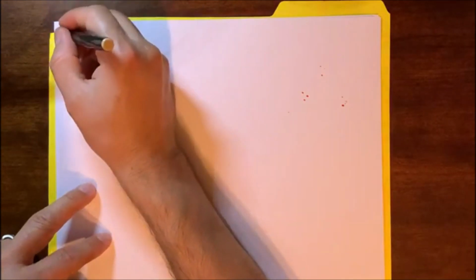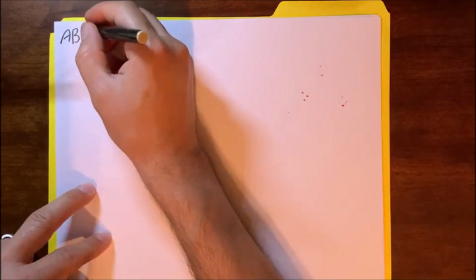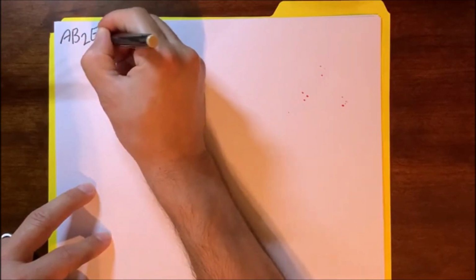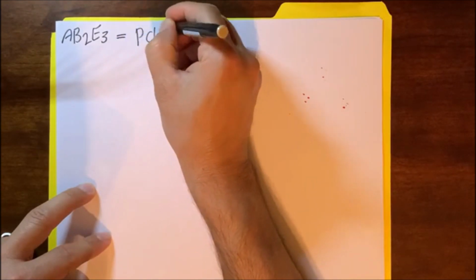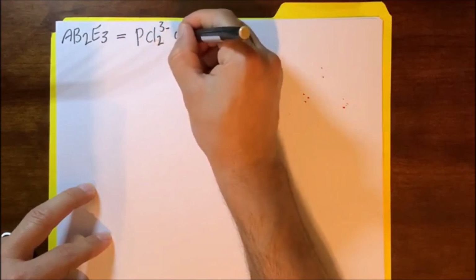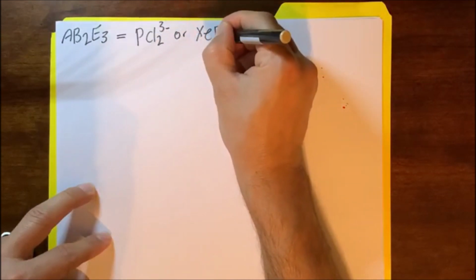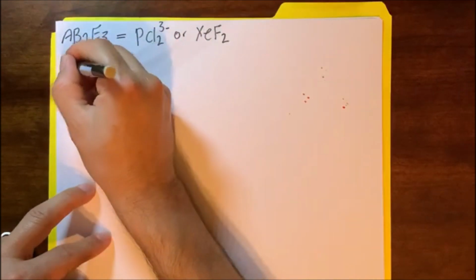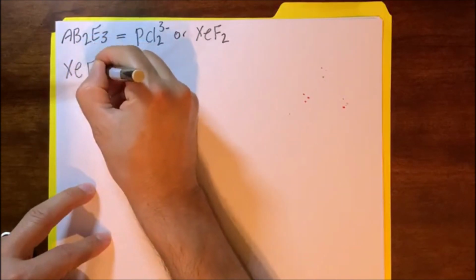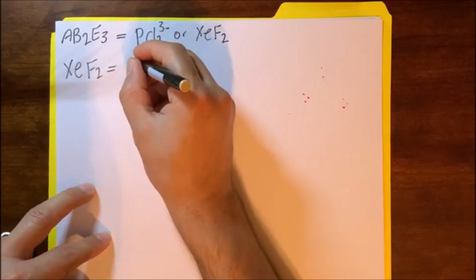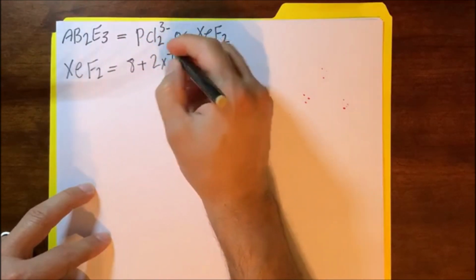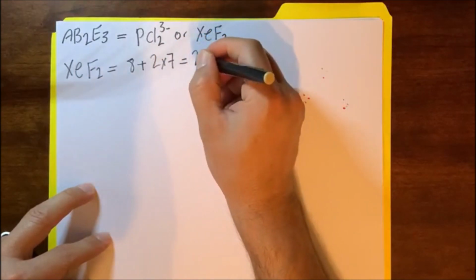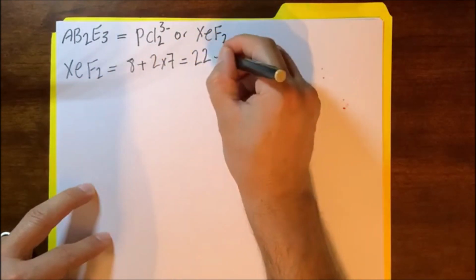We can add another lone pair, and we can go with AB2E3, 3 lone pairs, PCl2 3-, or XeF2. XeF2: you go with 8 for xenon plus 2 multiplied by 7, and that's going to be 22 electrons.